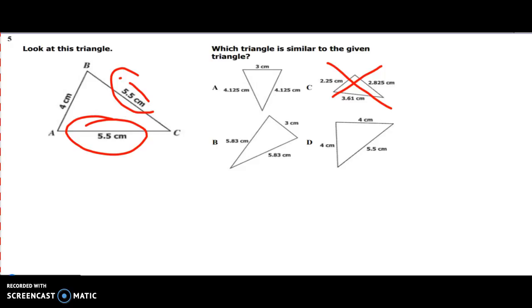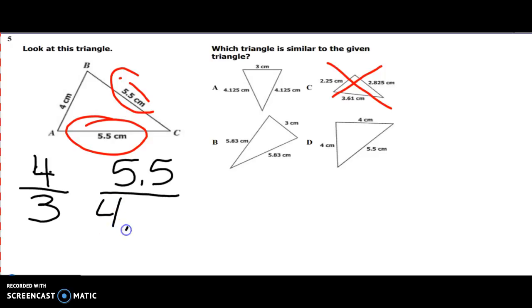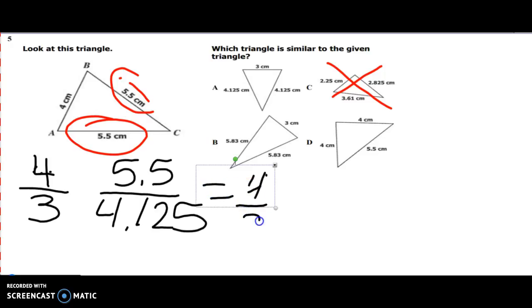Now we're going to see if we can compare the bottom length. So if we compare the bottom length from here, we've got 4 over 3. So my other comparisons need to reduce down to that. So here I'm going to compare 5.5 to 4.125. And what I want you to do is to put that one in your calculator. You're going to do 5.5 divided by 4.125. Go to math. First choice under there is going to be fraction. And when you simplify that, that gives you 4/3. So far, this one looks like it's going to be the one.